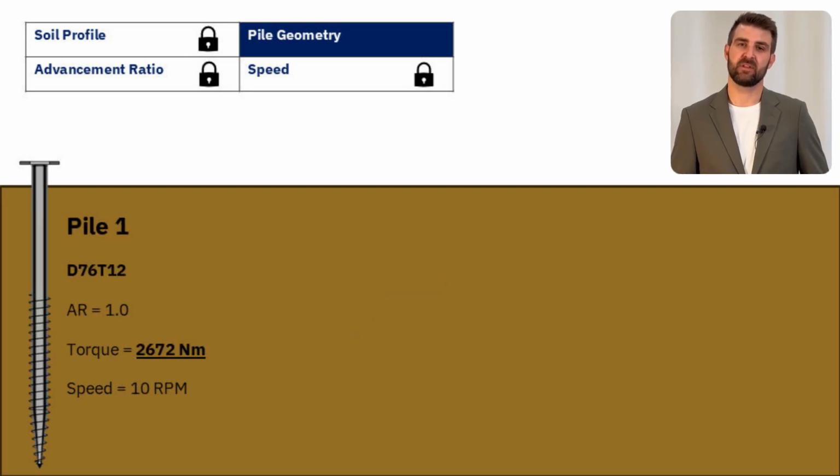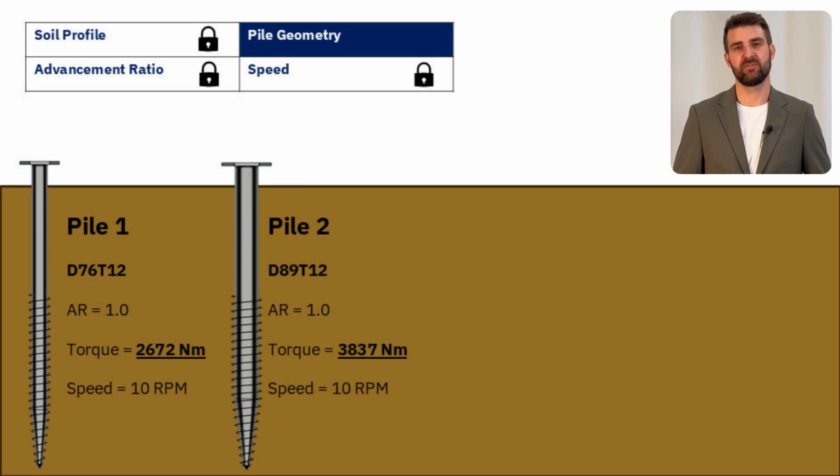Pile 1 has a diameter of 76 mm and a T12 thread. It was perfectly installed at 10 RPM and it measured around 2,600 Nm during the last rotation. Pile number 2 has a diameter of 89 mm and a T12 thread. It was also perfectly installed at 10 RPM. It measured a torque of around 3,800 Nm during the last rotation.